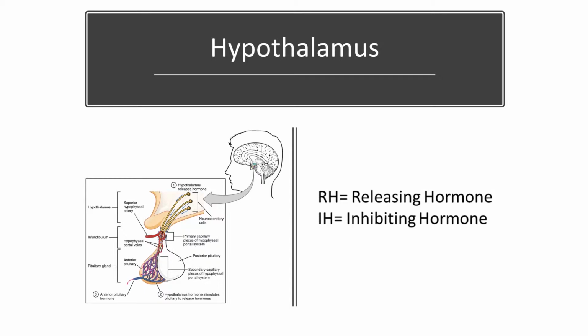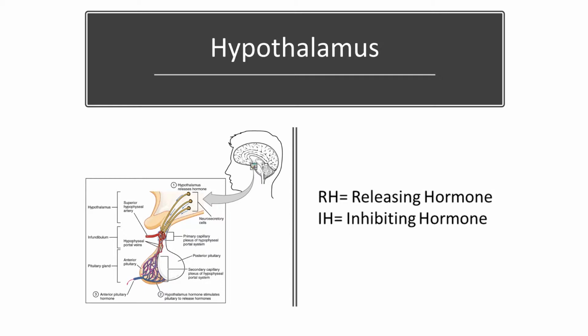The hypothalamus has neurons that secrete two hormones. So it secretes hormones, but they're actually made by the hypothalamus and secreted by the pituitary gland. We have two hormones that are made by the hypothalamus and secreted by the posterior pituitary. That's antidiuretic hormone and oxytocin. And we'll talk about those in a little bit. Then we have 7 hormones that are secreted from the anterior pituitary.